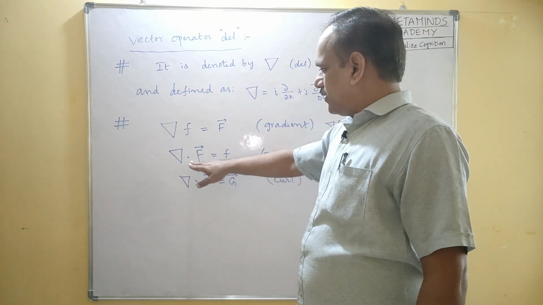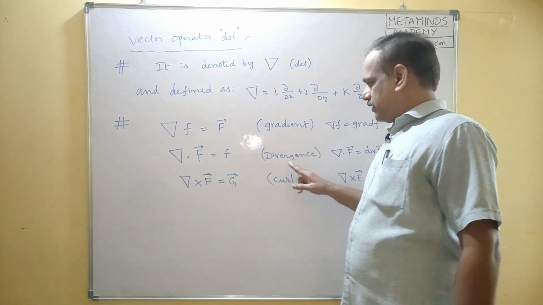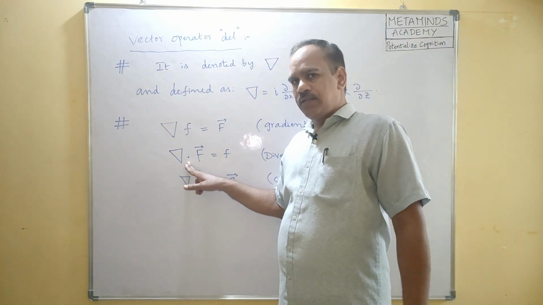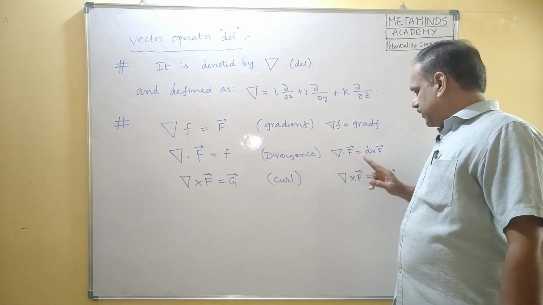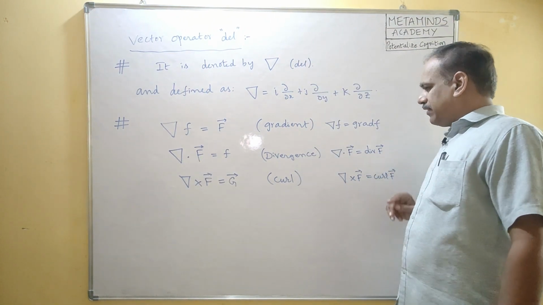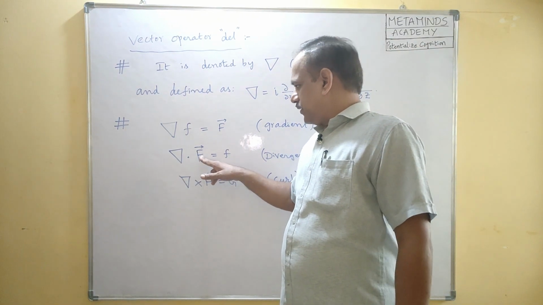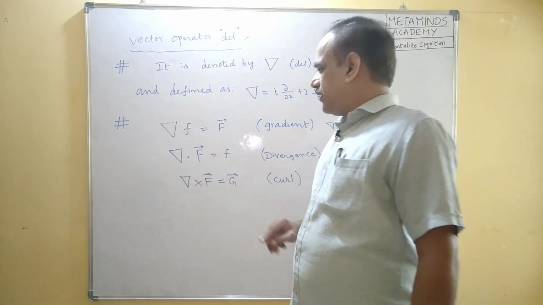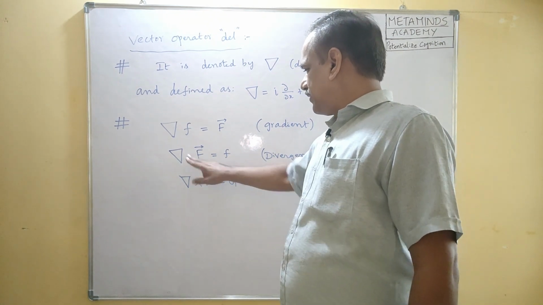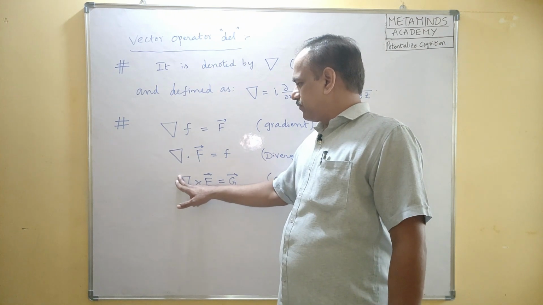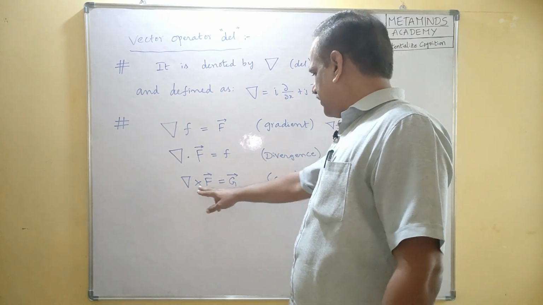See here, this operator dot is called divergence. It is called dot product. In this case, this del dot f bar is denoted by divergence of f bar. That means when you apply del on f bar, that means a vector point function, you get a scalar point function, that is divergence. If you apply del on a vector point function and you get a vector point function, that is a curl.